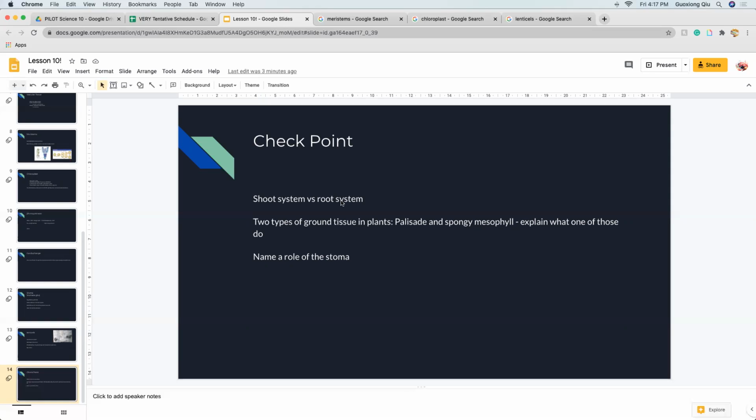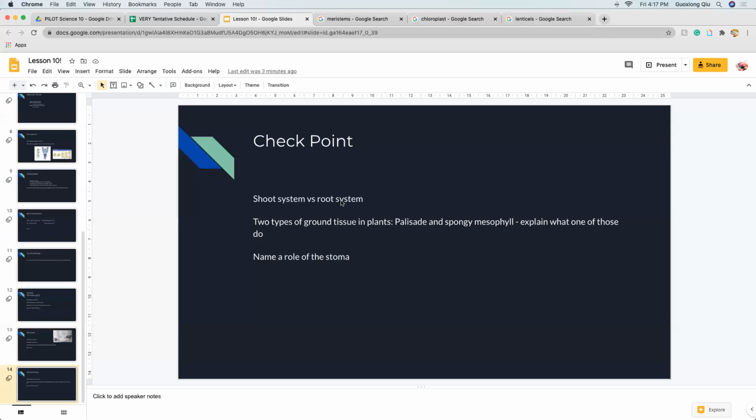Yes. And the shoot system protects plants from disease by like secreting the waxy layer known as the cuticle. Yes, that was beautiful. Okay, that was amazing. That was more than I expected, much better than I expected, and I like that.